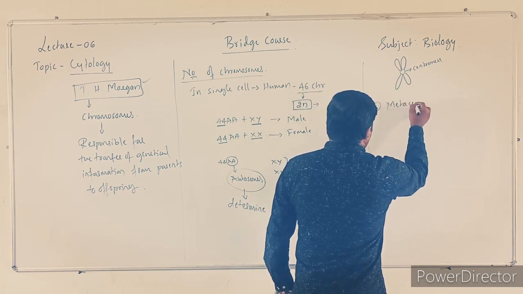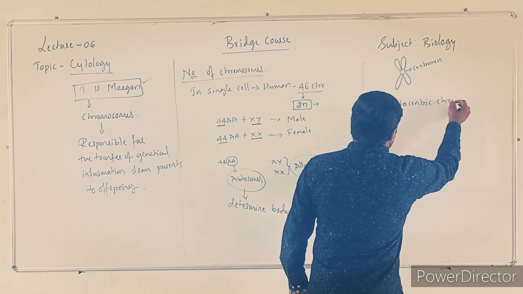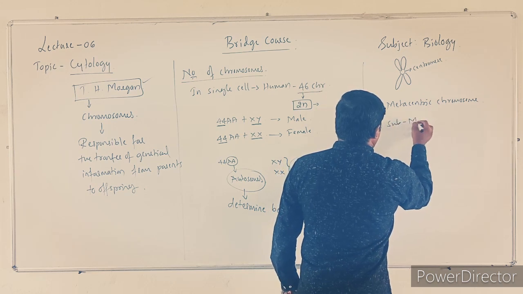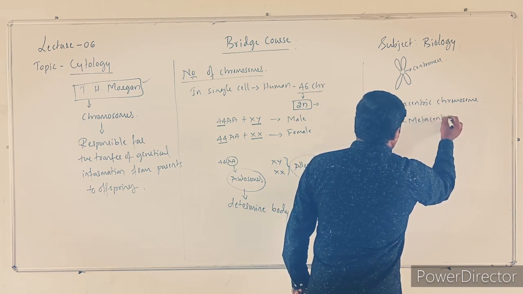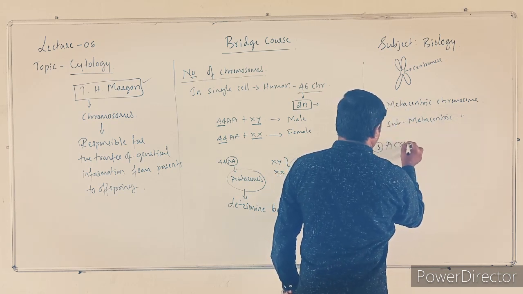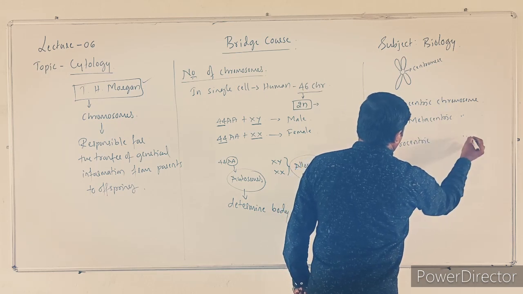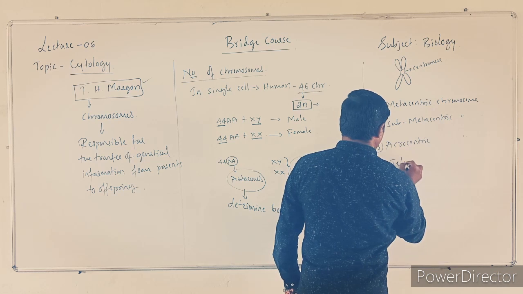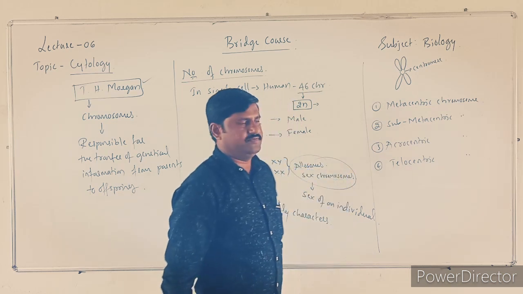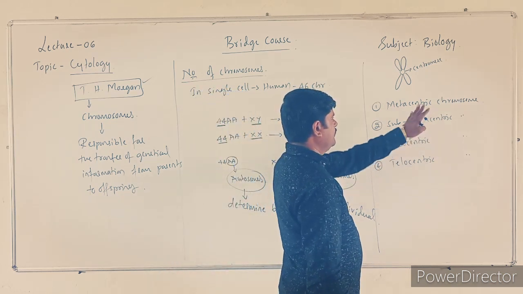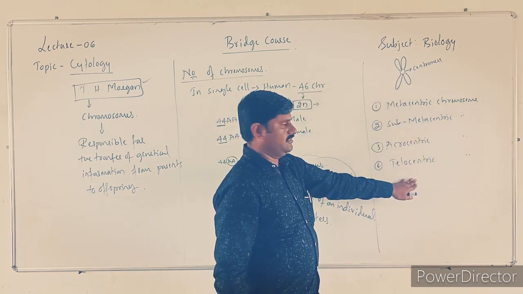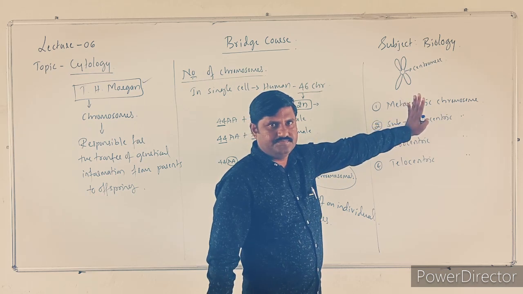Metacentric chromosome, submetacentric chromosome, acrocentric chromosome, telocentric chromosome. Like this, there are four types of chromosomes that we come across here. All these are the things that you study in the next class, but you haven't gone through all these types as well as other things, right?